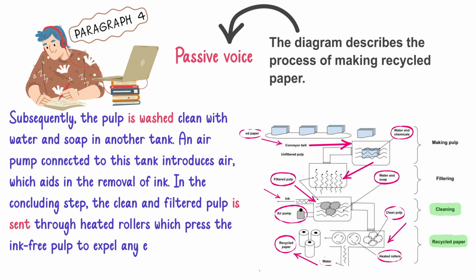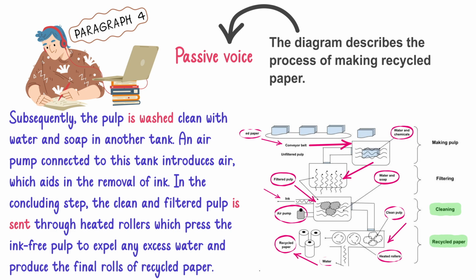To expel any excess water and produce the final rolls of recycled paper. And you have to, again, mention the water here. At the last stage, you will see that the water is expelled here. So you have to say this one too, because it is important. So once the water is expelled, so once the water is removed, these clean pulps are made into recycled paper rolls. So that's it.